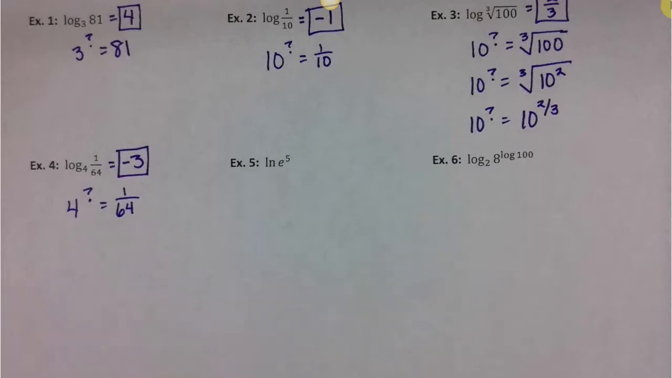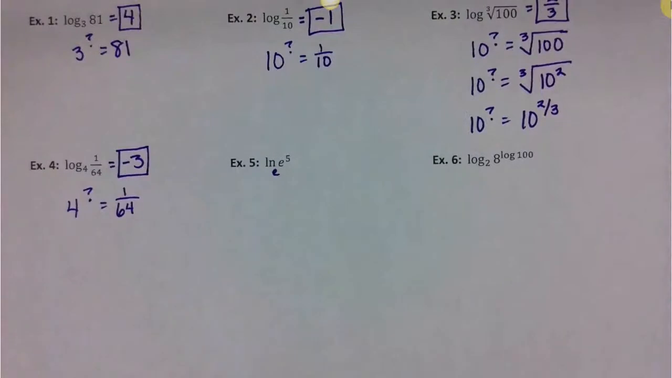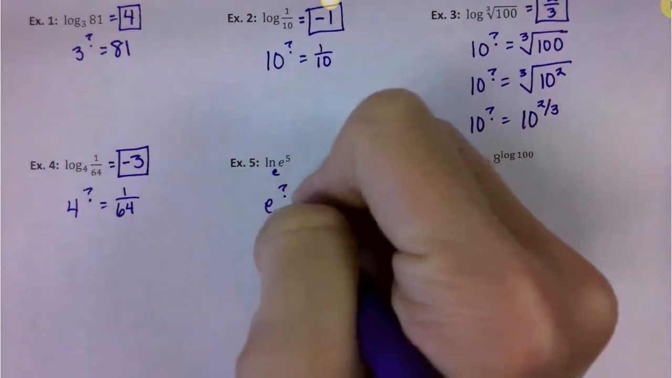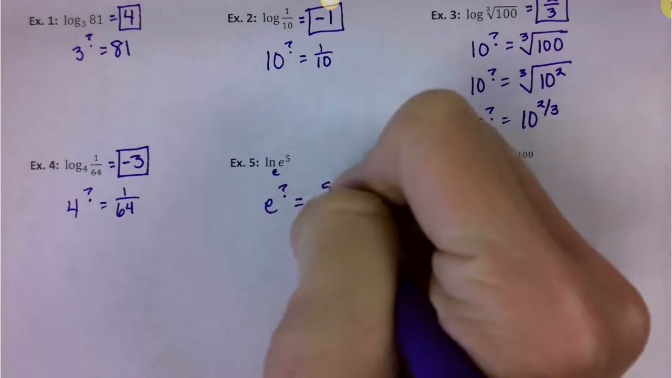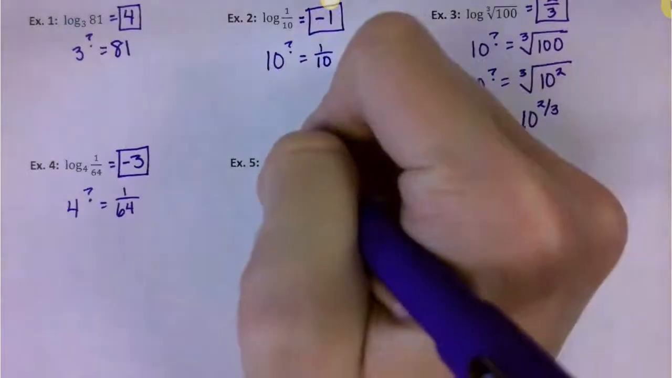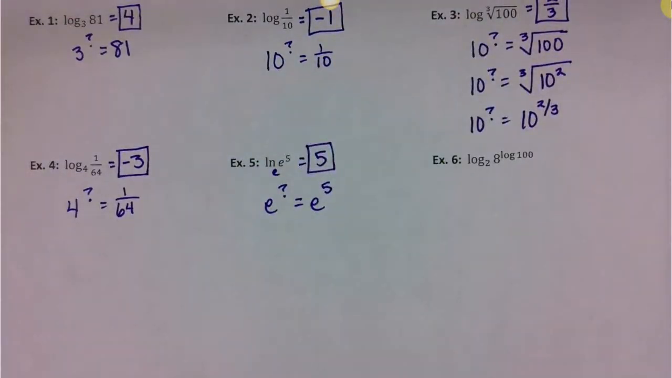Natural log of e to the 5th. Remember, natural log is understood to be base e. So what we're asking ourselves here is: e raised to what exponent is equal to e to the 5th? And looking at it written that way, we can see what goes in place of the question mark is a 5.